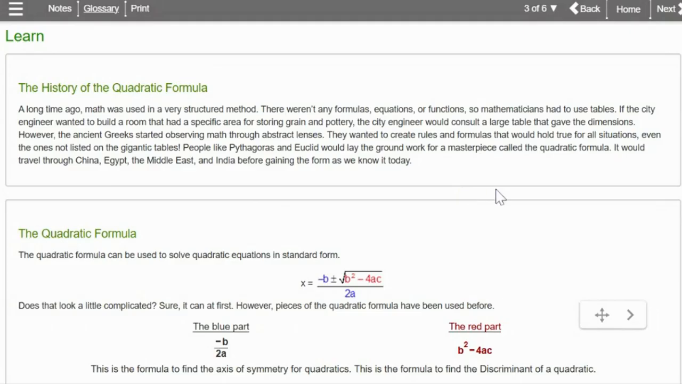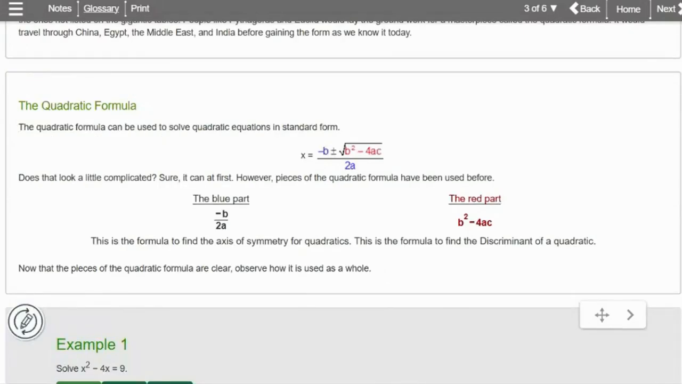People like Pythagoras and Euclid would lay the groundwork for a masterpiece called the quadratic formula. It would travel through China, Egypt, the Middle East, and India before finally gaining the form that we know it to be today. So the quadratic formula, well, let's just put that in our notes because the more we write that down, the more we remember things. I got it in our notes right here.